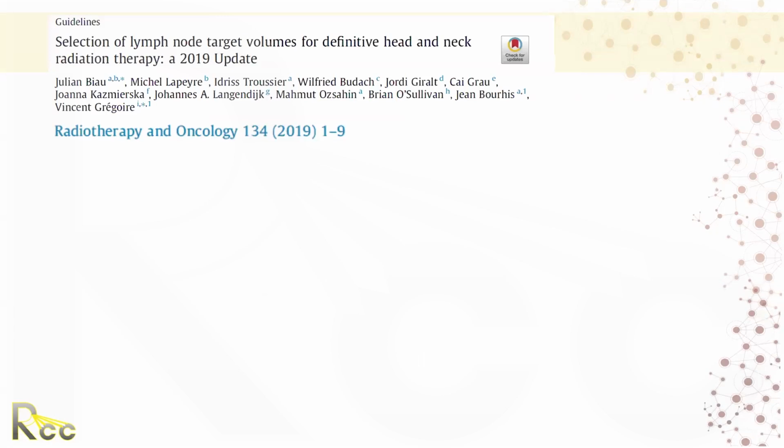When we look at why levels 3 and 4 are important and why it's important to know how to contour them, it's important to look at some very important references, which I have listed here, which define lymph node target volumes for treating head and neck cancers.